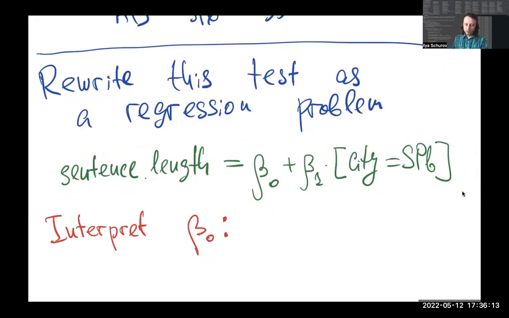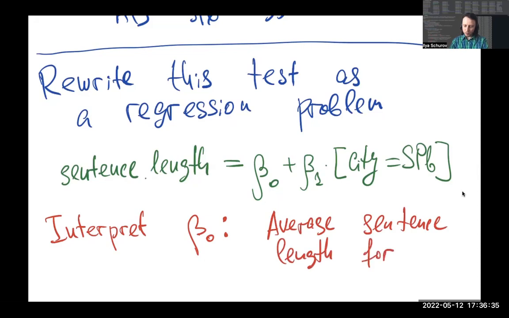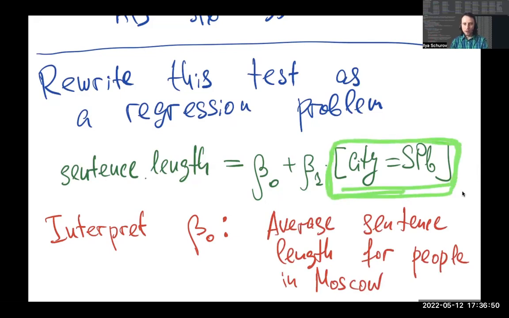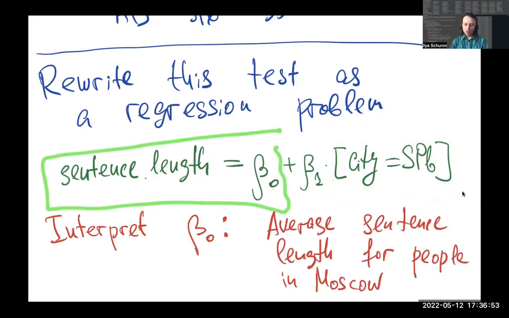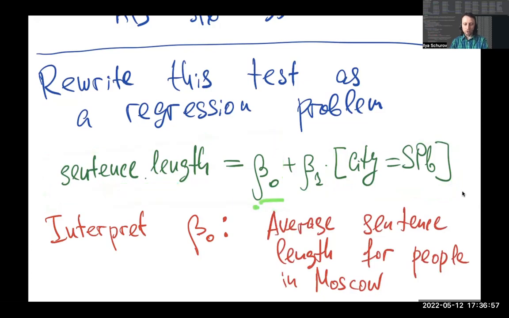So, does this sentence length predict if the city is Moscow? Yes. In fact, in this model, beta naught will be found as the average sentence length for people in Moscow. Because if a person is from Moscow, then the value of this dummy variable is zero, and you have only this equation. So on average, sentence length equals beta naught. Of course, we do not assume that all people in Moscow have the same sentence length, but on average, this equation should be satisfied.